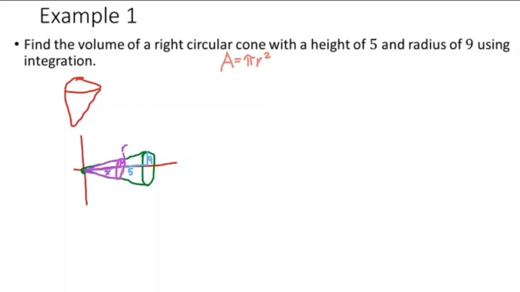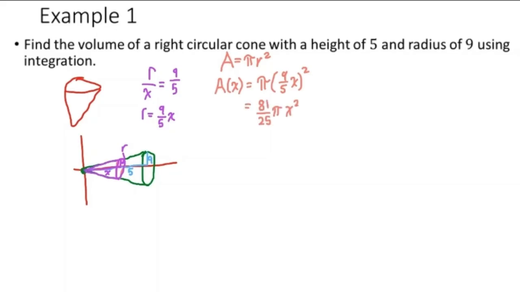These two triangles will be similar triangles, which means they'll be proportional to each other. Since we're concerned with finding the radius, we're going to put the radius on top of the height. So r over x for the cross-section cone is going to be equal to the radius over the height of our original cone. And if we solve for r by multiplying by x, we get r equals 9/5 x, which means the area of any cross-section, which is going to be A of x, is going to be pi times (9/5 x) squared, which is 81 over 25 pi x squared.